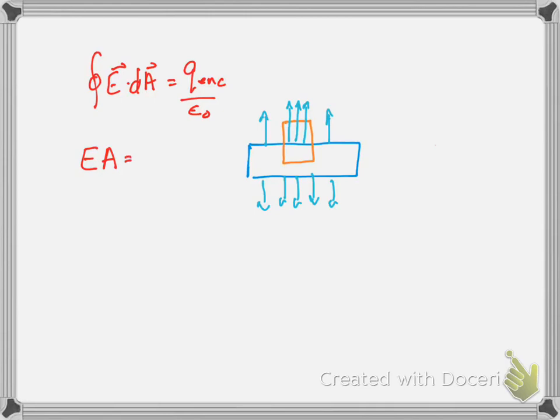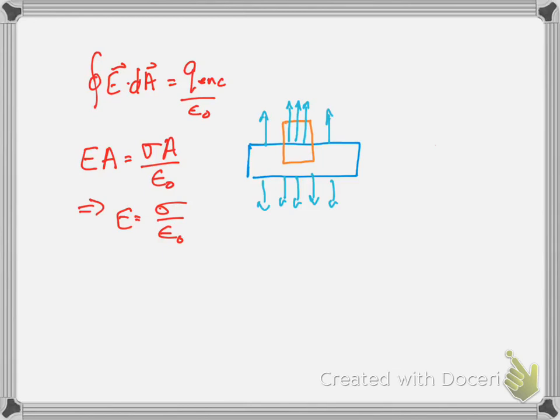The charge enclosed by the box is still the same, right? It's still sigma A over epsilon 0. So the charge enclosed is still sigma A, but the flux through the box is only E times A because the flux through the bottom of the box and the sides of the box is 0. So therefore, the electric field outside of this thick conducting sheet is sigma over epsilon 0.